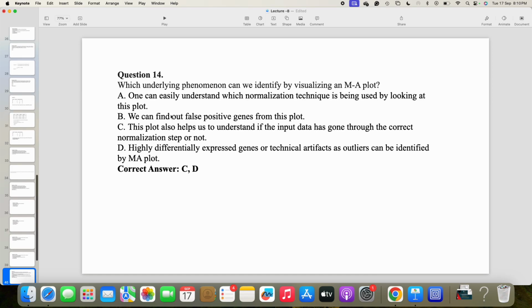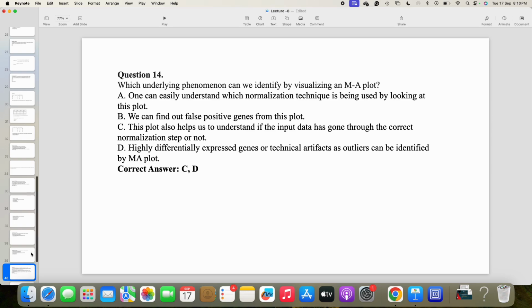Let's move to our next question. Question number 14. Which underlying phenomena can we identify by visualizing an MA plot? So, please go through this question and try. The answers are already given in this question.